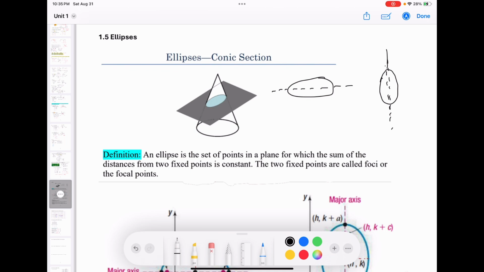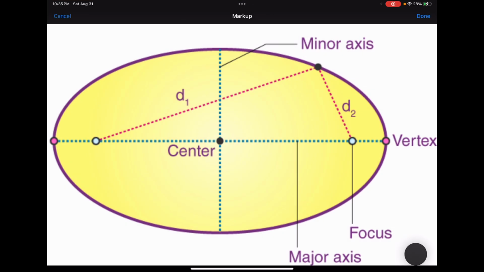The definition of an ellipse is the set of points in a plane for which the sum of the distances from two fixed points is constant. The two fixed points are called the foci, or the focal points. Okay, let's see this image. We have two points we call foci, or focal points. One of the foci we call a focus. Then we can highlight these two points.